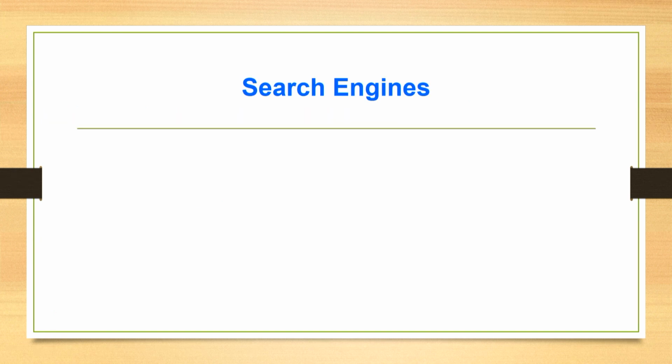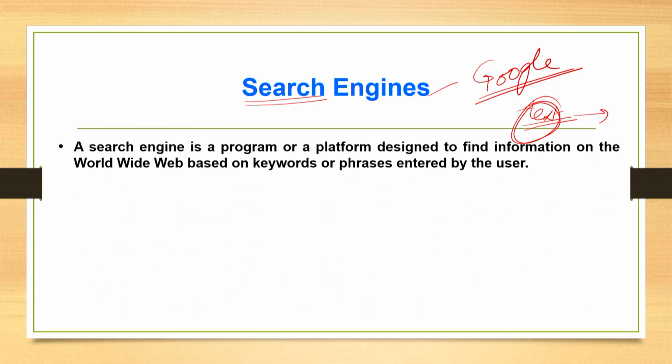Next is search engines. You are all familiar with Google. These are the search engines, as the name suggests, that search for something, that is, look for something. You want to get some information about something, you just write it, and a number of websites containing this text are displayed.